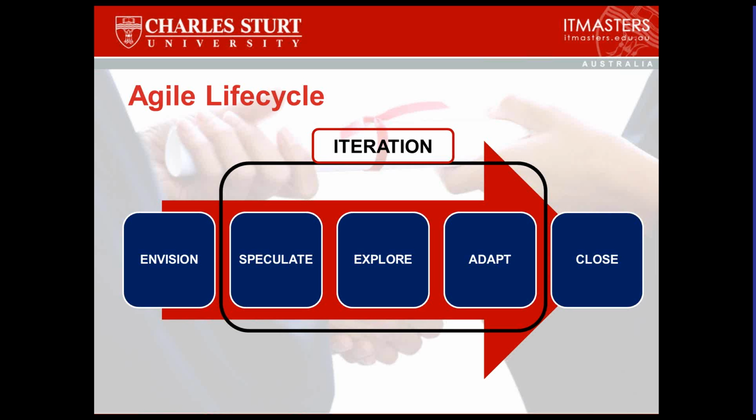And we talk about our iterations as being the sprint, if you like, from a Scrum point of view. They're the short period of usually a number of weeks, not too many. And this is where everything repeats: the speculate, explore, and adapt. We'll dig into that in a little bit more detail as we go through it. But essentially, envision is a fairly crucial stage. And this is where I think I've seen a lot of Agile projects go wrong.